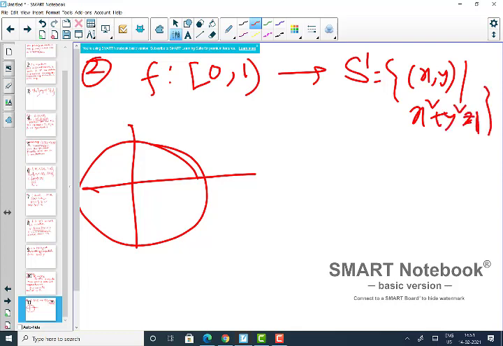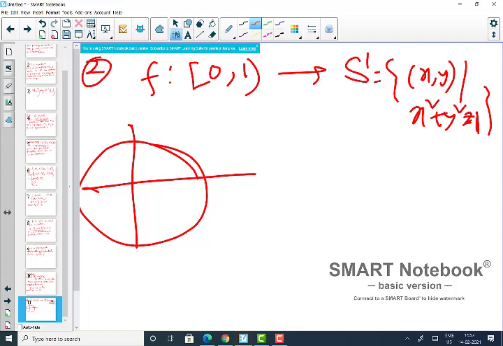Okay, same circle. And I'm defining a map from this closed interval 0, 1 open, to this unit circle. Now I will show that this is an interesting example where this map is bijective, but it is not a homeomorphism. Obviously this map is a bijective map that you can easily find out.